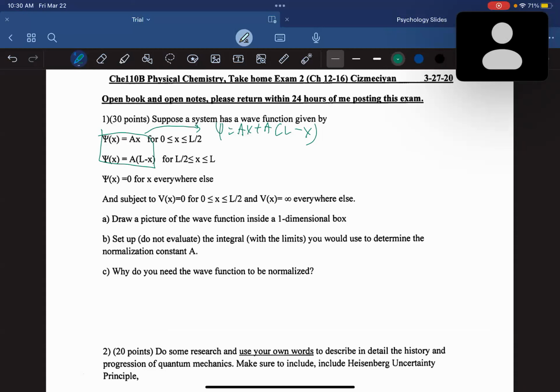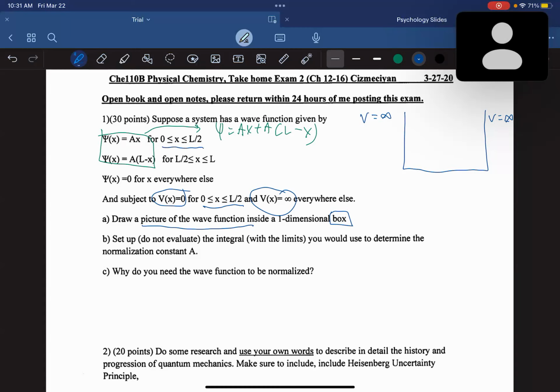Draw a picture of the wave function. All right, we'll do that in blue. So we're looking in a box. So first we have to do our little box. And then we're gonna look at what the specifics of this box are. So we see here that v is equal to infinity everywhere else. So on either side of the box, we're gonna do v equals infinity. And then it says v is equal to 0 between 0 and L over 2. So that's probably going to be inside the box. But let's look up here first.